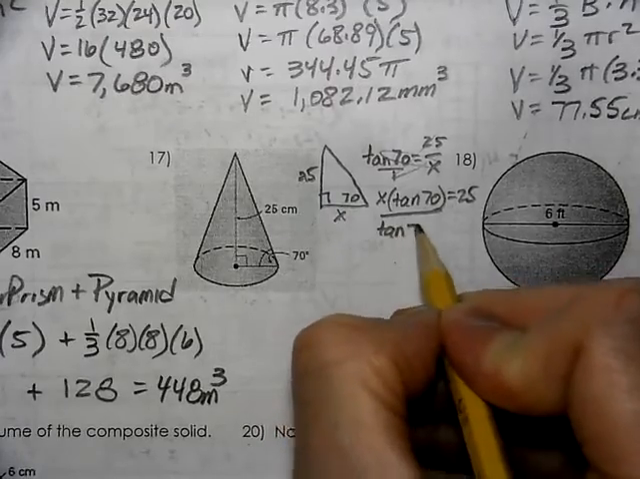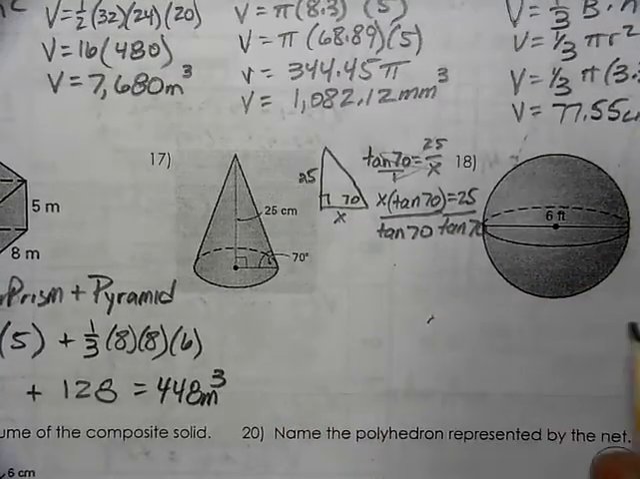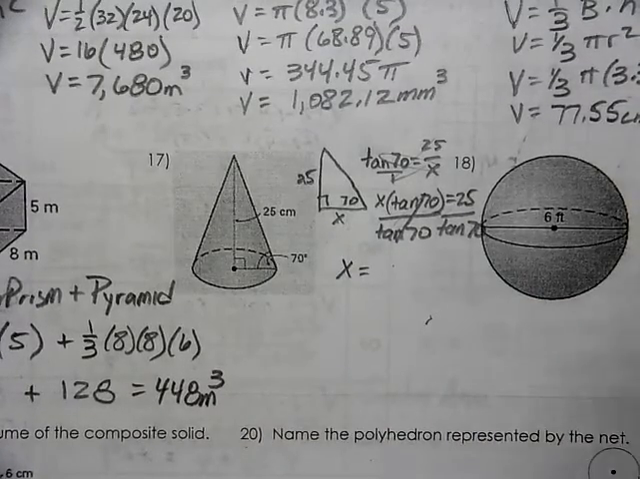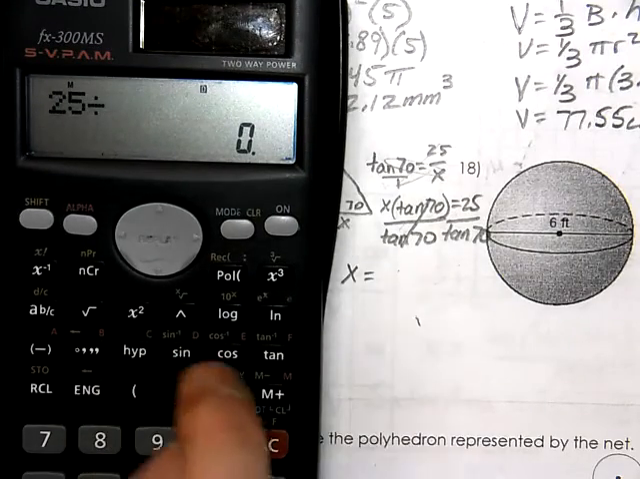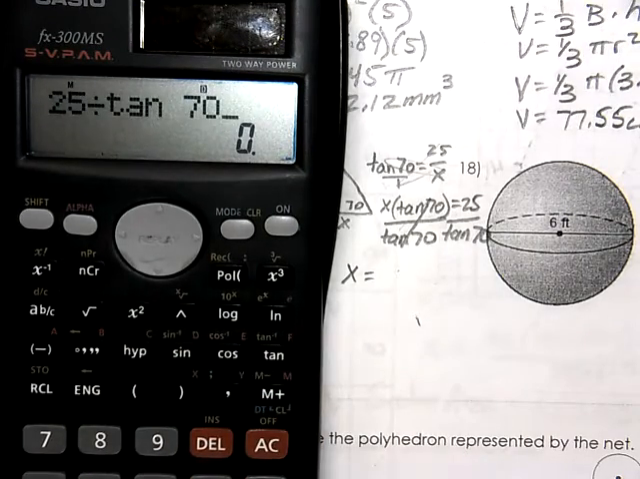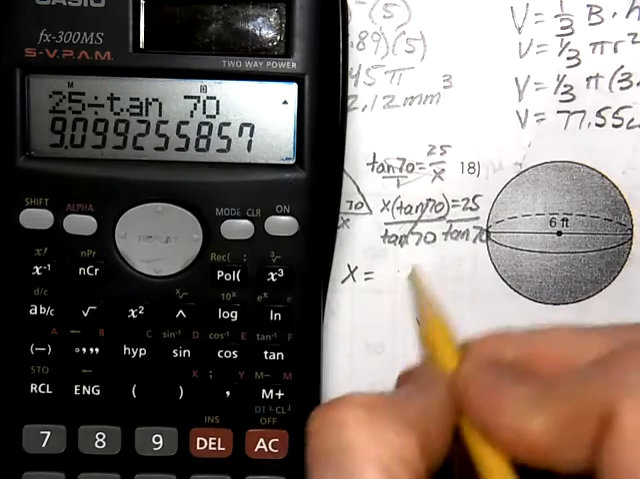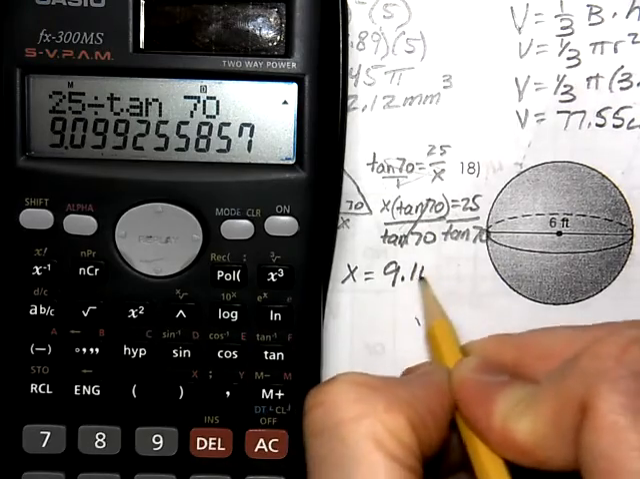Divide by the tangent of 70. So we have 25 divided by the tangent of 70. Be sure your calculator is in degree mode. So the radius is going to be 9.10.